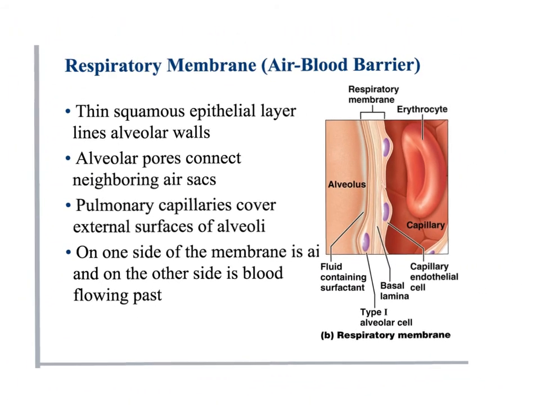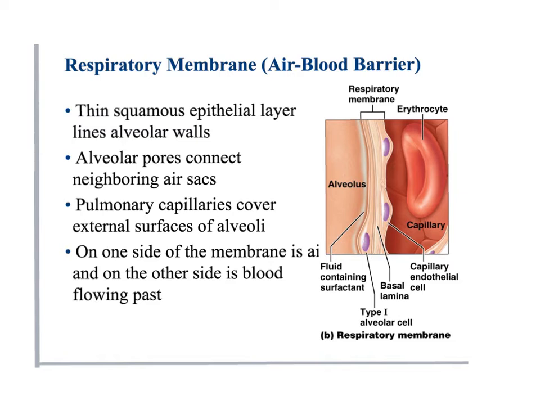In the alveoli, there is what we call the respiratory membrane. In the brain, we have a separation between neurons and the blood. What is that called? The blood-brain barrier. Here, we have a separation between the air we inhale and the blood. That is the air-blood barrier, also known as the respiratory membrane.